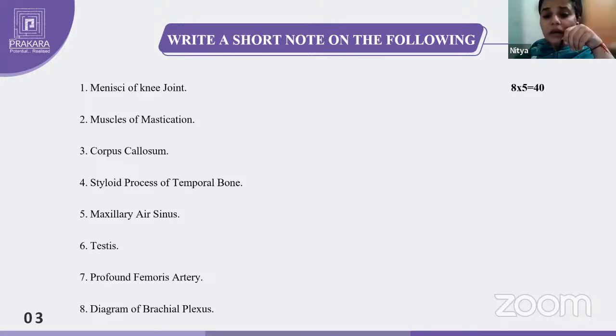The coverings of testis also. Okay, so we have tunica albuginea, tunica vasculosa, and tunica vaginalis, which are the coverings of testis. So all this you have to mention.